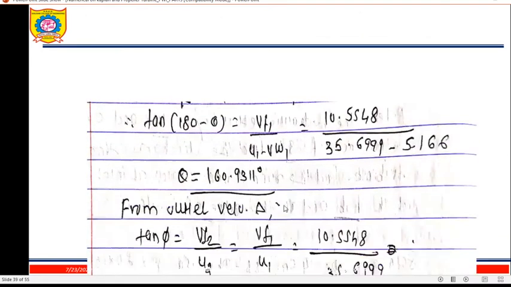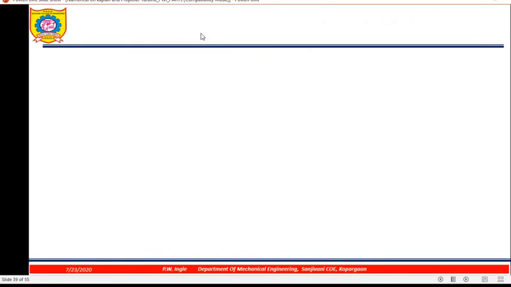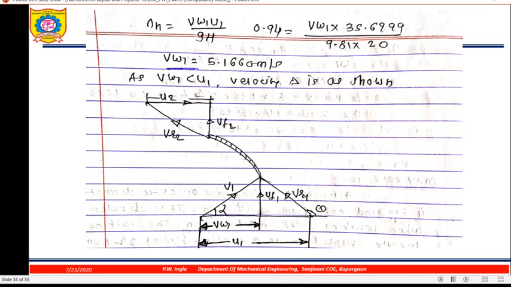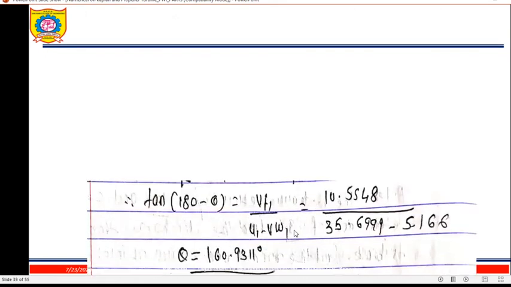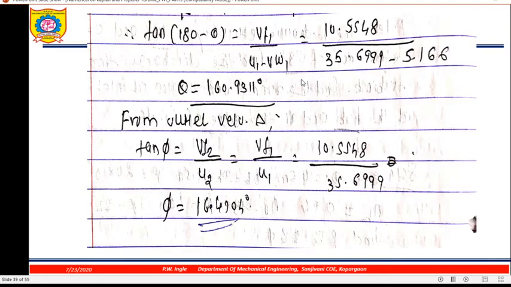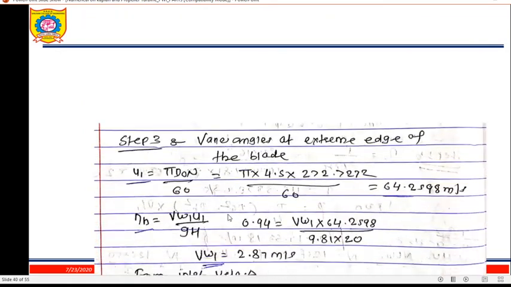Therefore, tan of 180 minus theta. Okay, so this is the complete angle. This is 180, so 180 minus theta. Okay, so tan of 180 minus theta equal to Vf1 upon U1 minus Vw1. So you will get the value of theta. From the outlet velocity triangle, tan phi equal to Vf2 upon U2. Okay, Vf2 is nothing but Vf1. Vf1 equal to Vf2. So the phi angle you are getting.